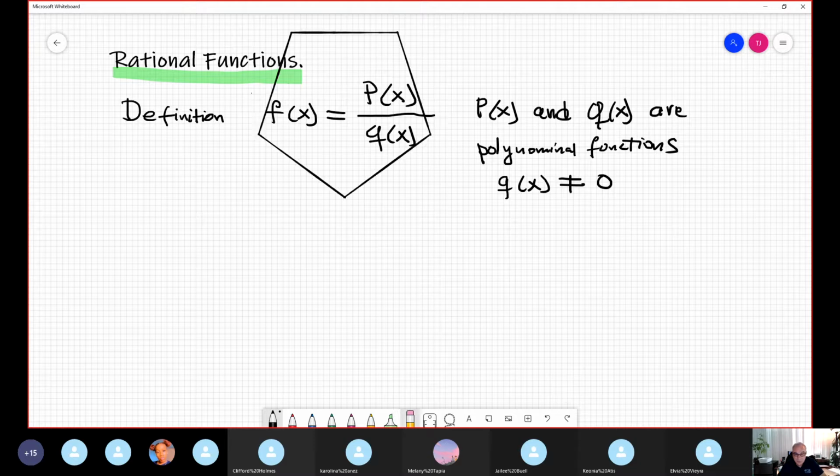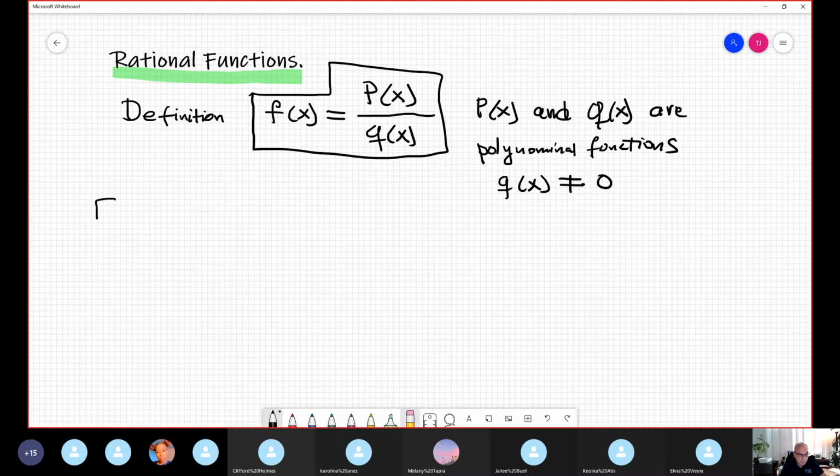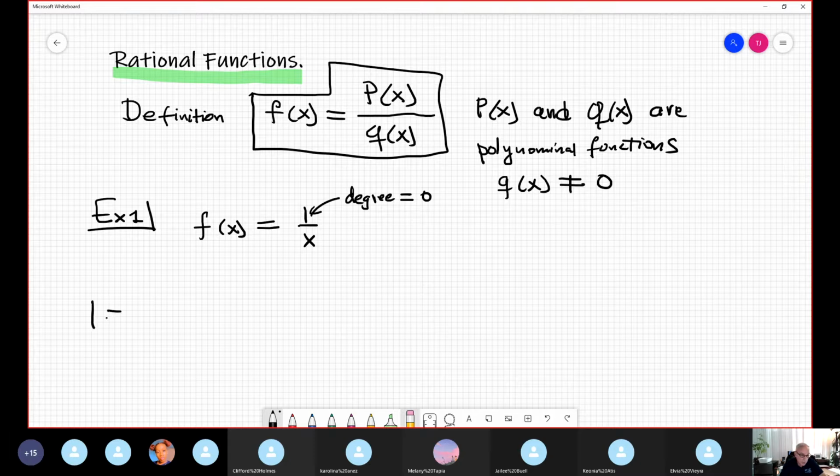Let's go to an example. Example 1 is f of x equals 1 over x. Too easy. Okay, 1 is a polynomial. Yes, 1 is just a constant, a polynomial of degree 0, because degree is the highest exponent of the independent variable, which is x. In this case, you can interpret 1 as x to the 0 power. That is the reason the degree is 0. However, in the denominator, x is to the 1 power, so the degree is 1.